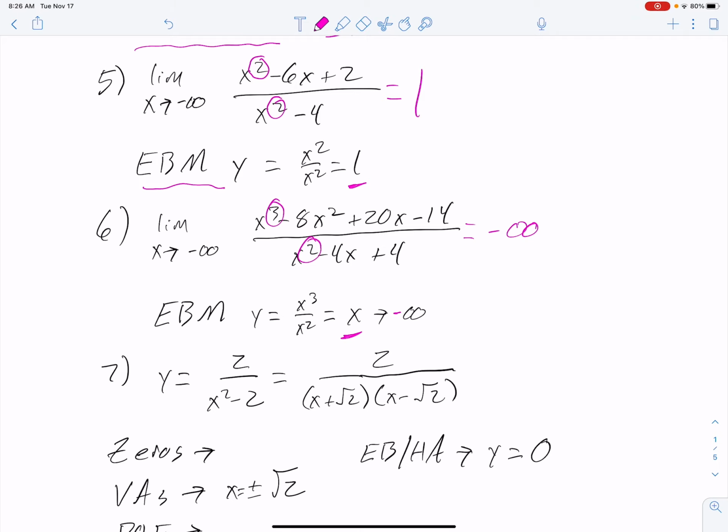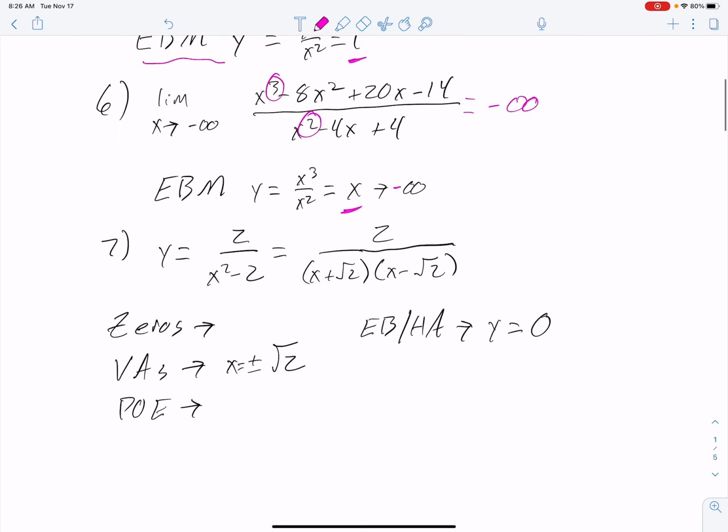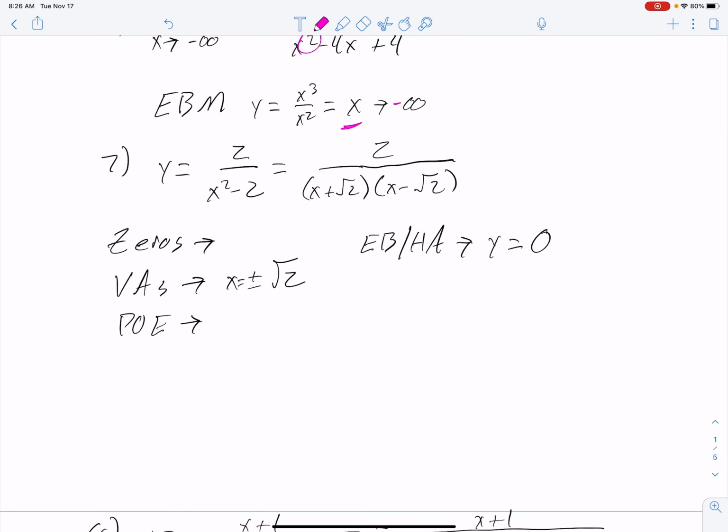What we'll see a lot more of, although we will see limit questions here and there, is simply questions asking us to come up with our horizontal asymptotes, zeros, vertical asymptotes, etc. So I know in this number 7, whether you factor it or not is up to you, since it's x squared minus 2, which isn't a perfect square. But with no variable in the numerator, there are no zeros.